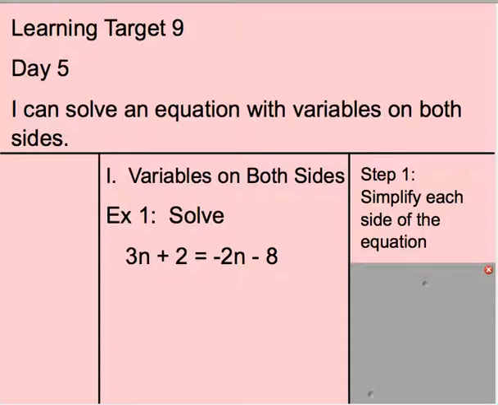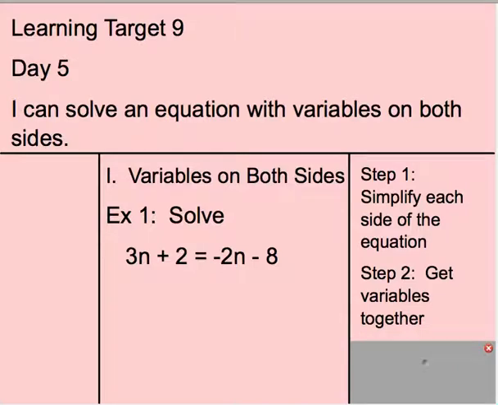when I look at each side of the equal sign, 3n + 2, there are no like terms. -2n - 8, there are no like terms. So each side is already simplified. So we're going to move on to step 2, and I think this one is important to do first.